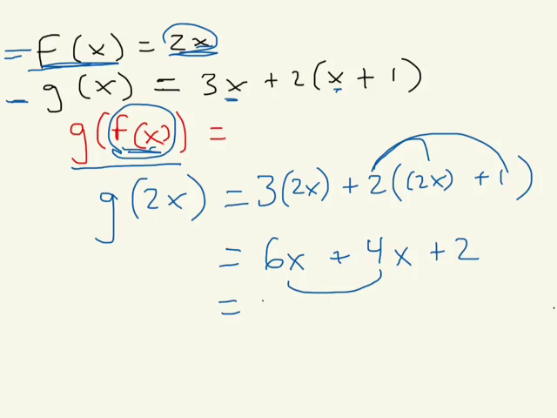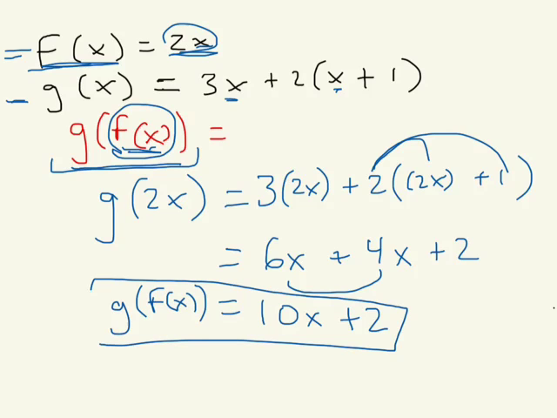These guys are like terms, so we have 10x plus 2, and of course we always want to bring it back to this original question. We wanted to know what g of f of x is, so let's write that right here. g of f of x is equal to 10x plus 2. Again, we just wrote in the right side of the f of x equation, and we put it into the g of x equation, and then we just simplified. And that's how we do composite functions when we're using a variable instead of a number.